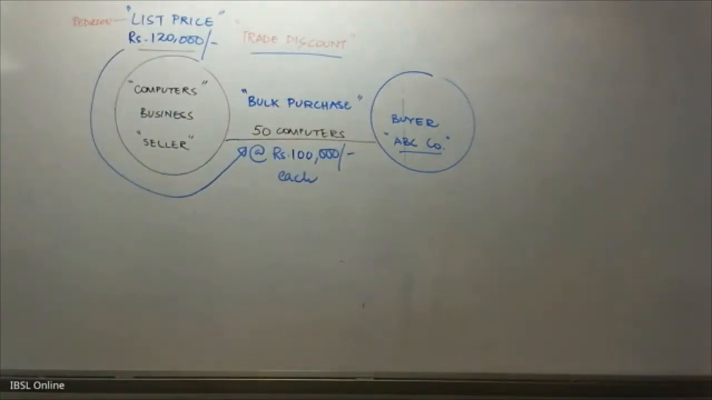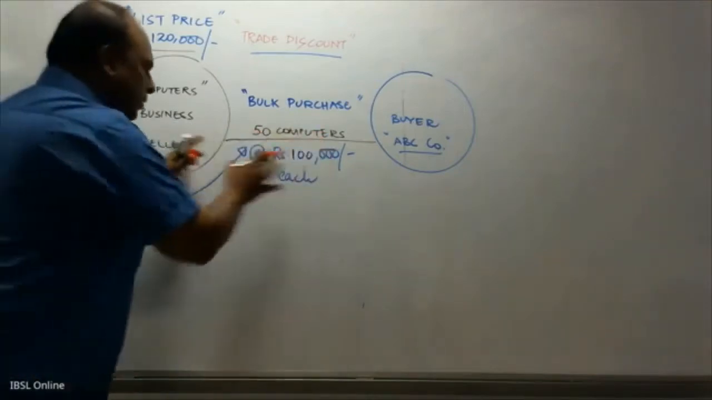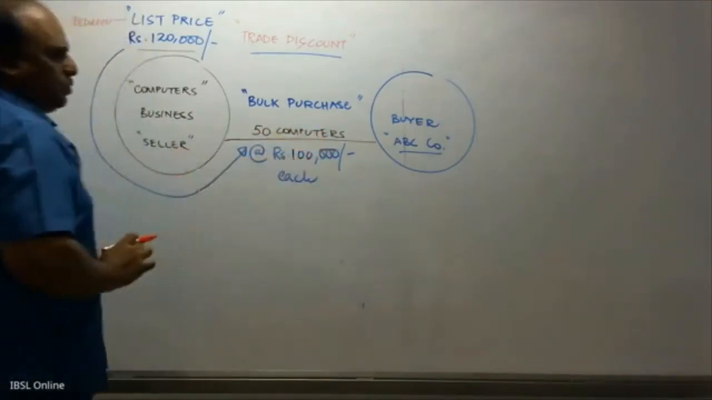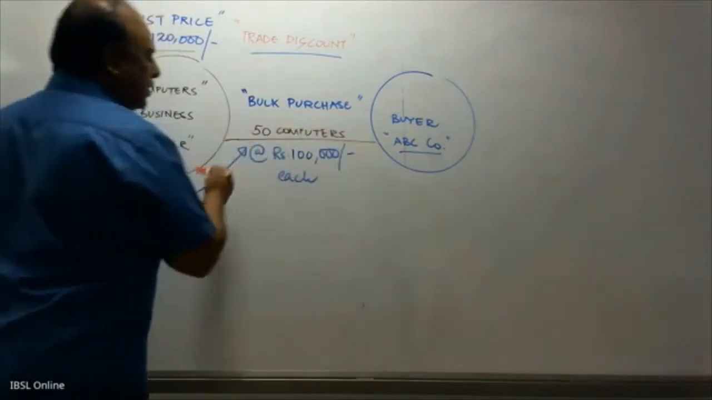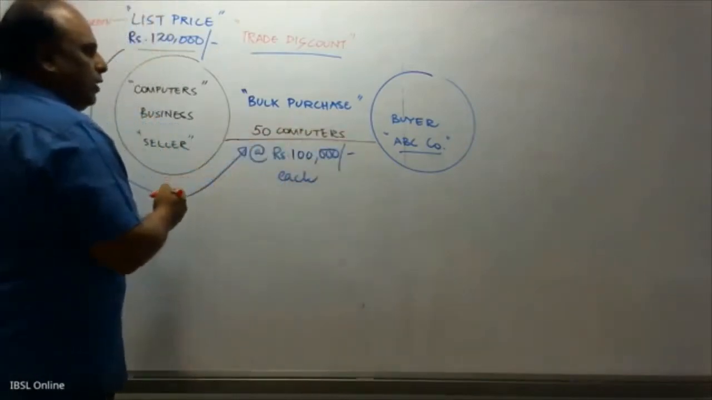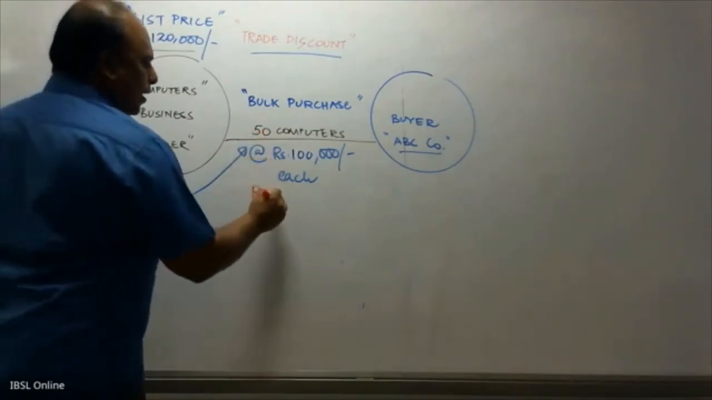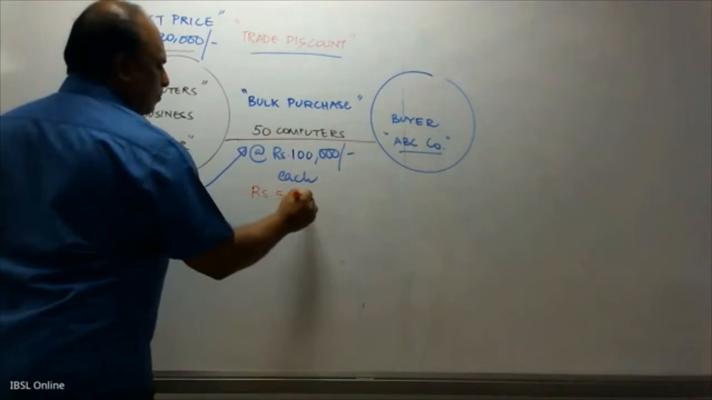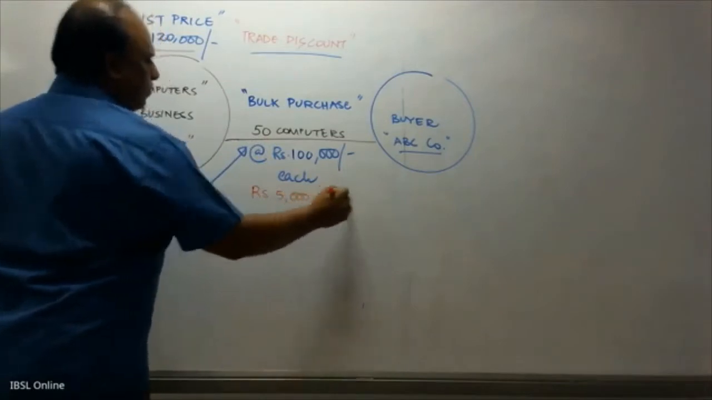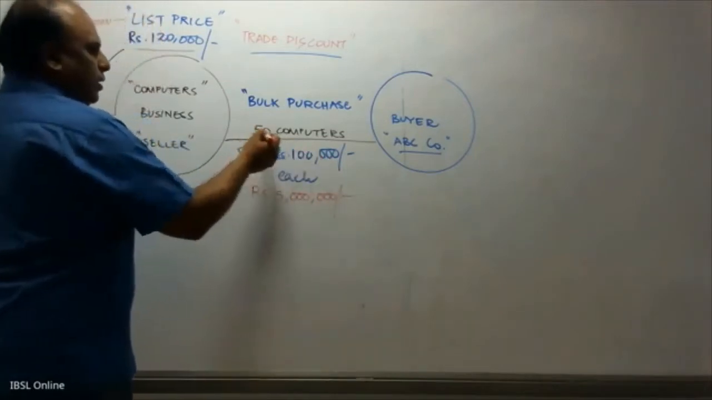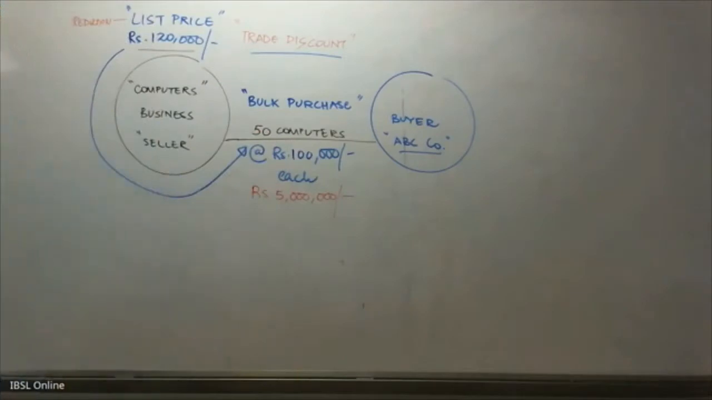Now we look at the second type of discount. So I am going to expand this example further. So now you have agreed to buy it at 100,000. Now this person asks the seller, okay, according to this, I need to pay you 5 million. Am I correct? 100,000 each. Yeah, 5 million.